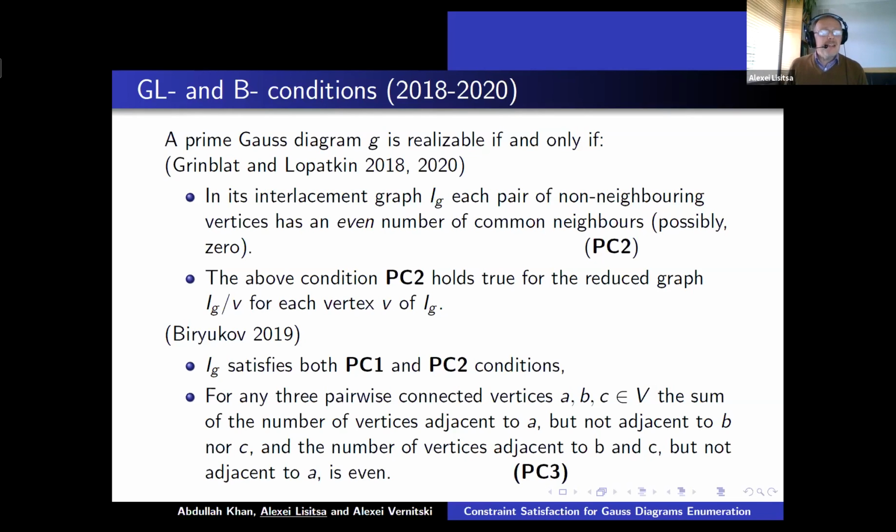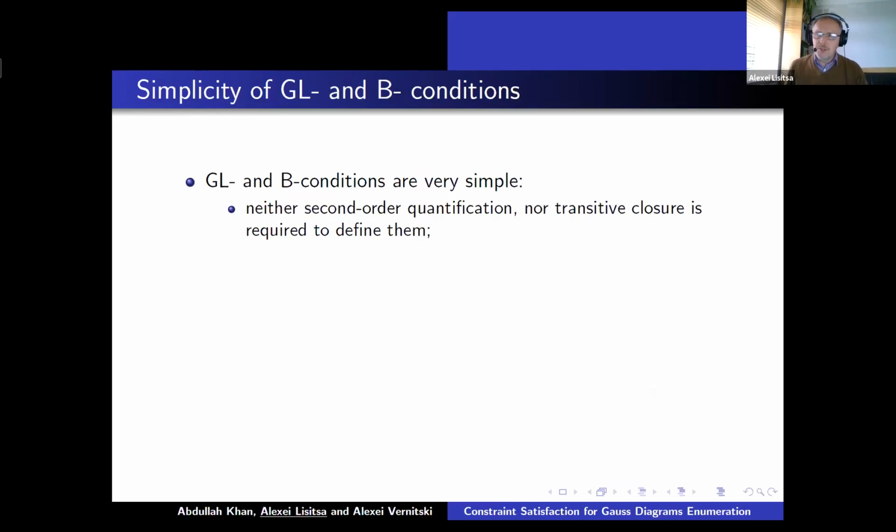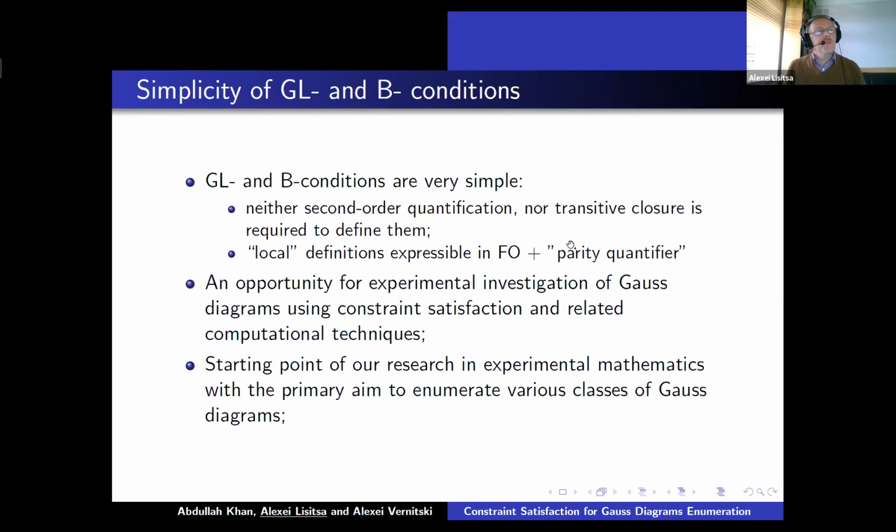What we can conclude out of this, and that was actually our starting point for the whole research reported here, is that we were very much surprised. I personally was very much surprised because these conditions, be it the Grinblat Lopatkin variant or the Biryukov variant, are very simple. There is no second order quantification. There is nothing like a transitive closure, a bit more expensive operation to deal with, to define that. Everything is formulated essentially in terms of first order logic, plus a little bit more, and that is a parity quantifier. So you need to be able to express a parity condition, to say some numbers are odd or even.